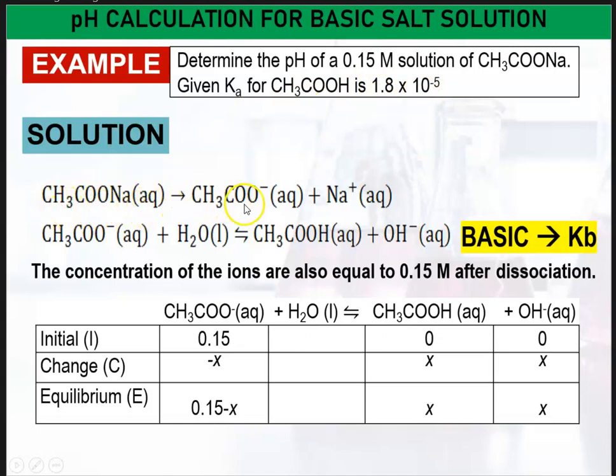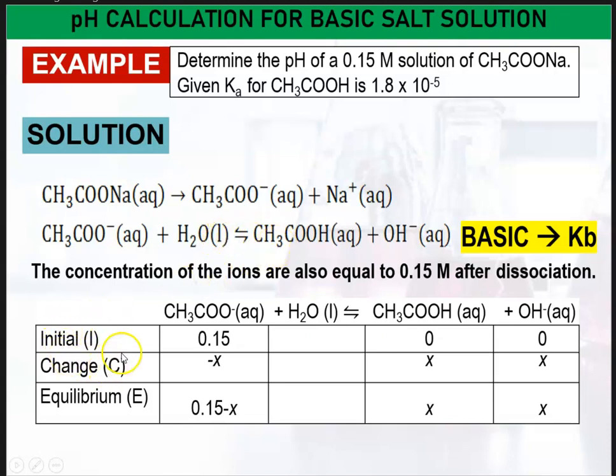First, you need to write the reaction equation. First, the dissolution of the salt. Dissolution of salt is a full-headed arrow, which means that if you have 0.15, you will get 0.15 for this one and 0.15 for this one. Then you just take this one because this one does not hydrolyze. You just omit this one. We just focus on this. The acetate ion will hydrolyze with water to form acetic acid and hydroxide ion.